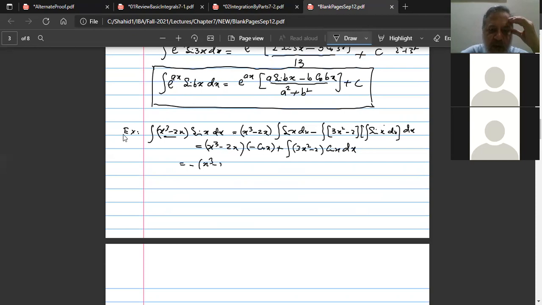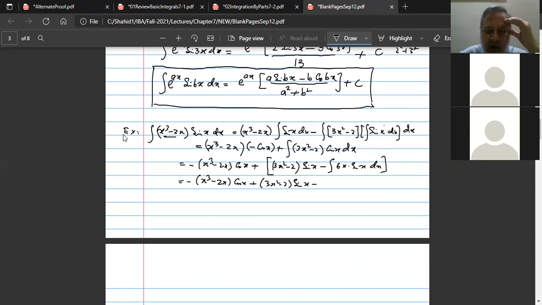So I have minus x cubed minus 2x cos x plus first function as it is, second function integrate, I'm speeding up a bit, sin x minus derivative of the first function 6x sin x dx. So now I have minus x cubed minus 2x cos x plus 3x square minus 2 sin x minus 6 times x sin x.